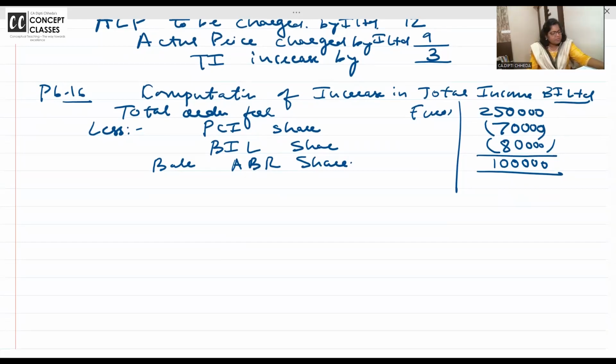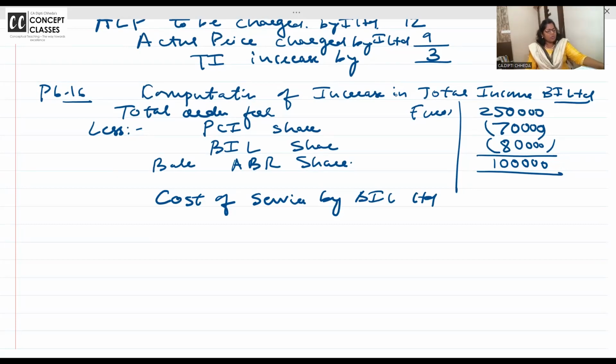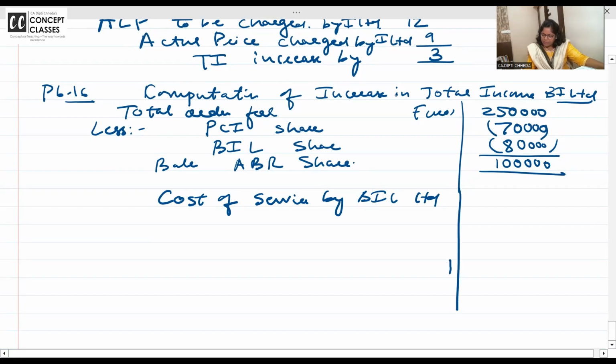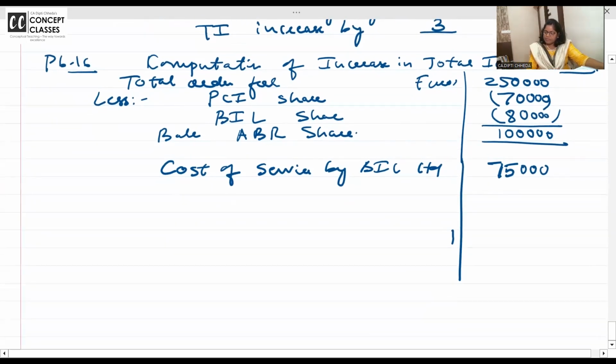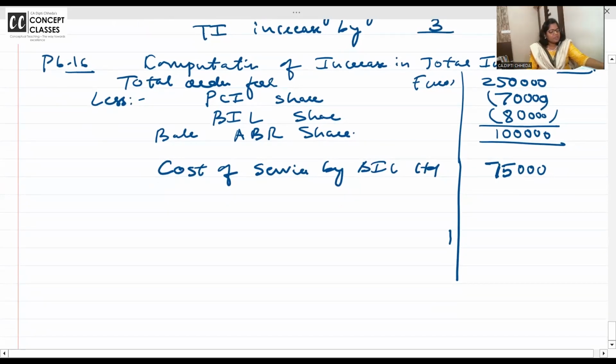Okay, computation of increase and all. Cost of service by BIL. BIL लिमिटेड जो भी सर्विस दे रहा है उसका कॉस्ट कितना है? We incurred a total cost of 75,000 euros. प्रॉब्लम में दिया है. Cost of service by BIL is 75,000 euros.